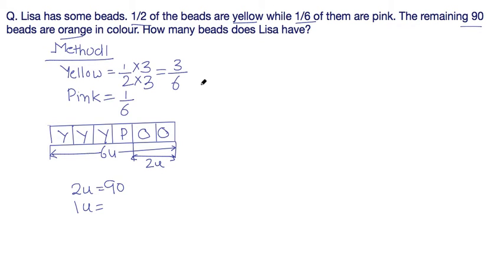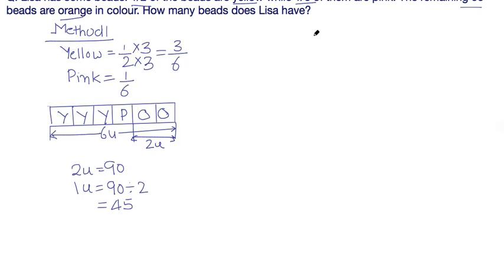Okay, it's 90 divided by 2, which is 45, right? Now the question is, how many beads does Lisa have? So Lisa has how many units in total? 6 units, right? So 6 units will be equal to 6 times 45, which is equal to 270, right? So that's the total number of beads.